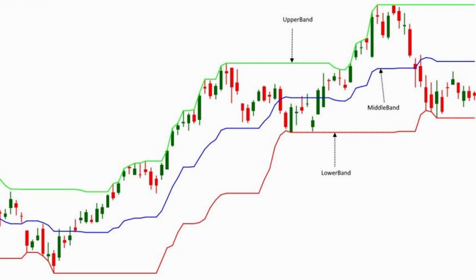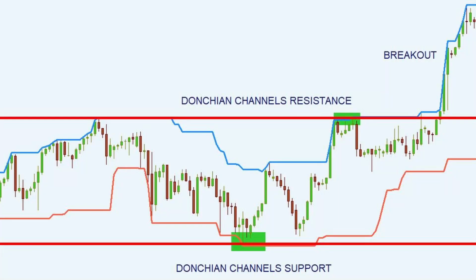Traders often use Donchian channels to determine optimal entry and exit points. Entering a trade when the price breaks above the upper band or below the lower band can capture significant price moves. Imagine you're analyzing a stock that has been in a consolidation phase.